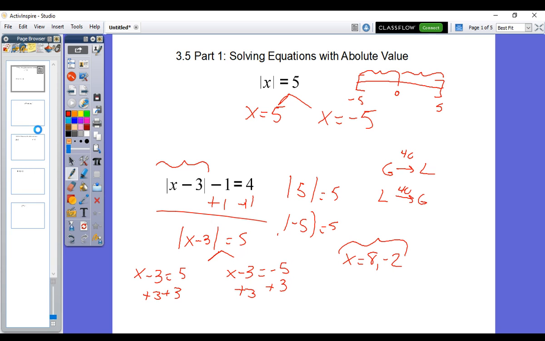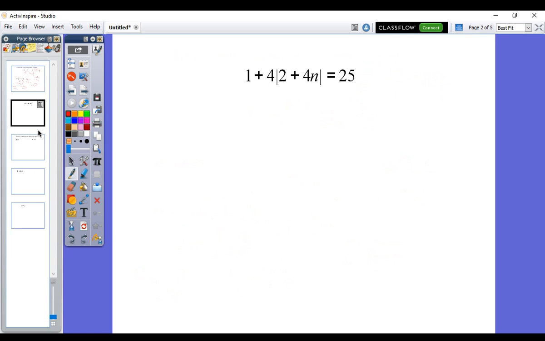Let's try another one. A little bit more complicated, but not that much harder. Same thing here. We have to get the absolute value by itself. To do so, we start getting rid of things, starting with the furthest thing away, which is this 1. So we'll subtract 1 from both sides. We're left with 4 times the absolute value of 2 plus 4n equals 24.